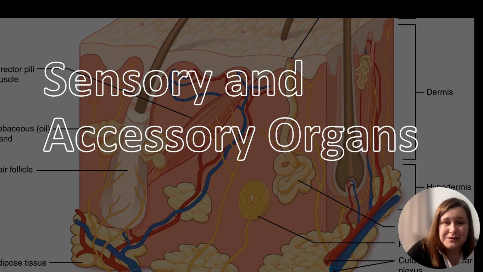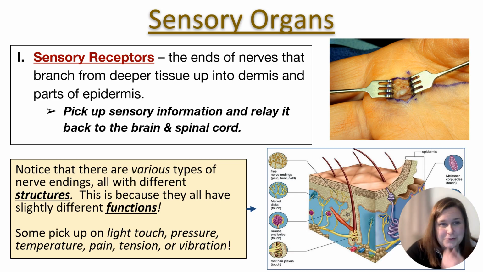Let's talk a little bit about those sensory and accessory organs that we keep seeing all throughout this layer. So sensory receptors, these are going to be the ends of nerves that branch from deeper tissue up into the dermis and parts of the epidermis. These are going to pick up sensory information and relay it back to the brain and spinal cord so that we can then have a response.